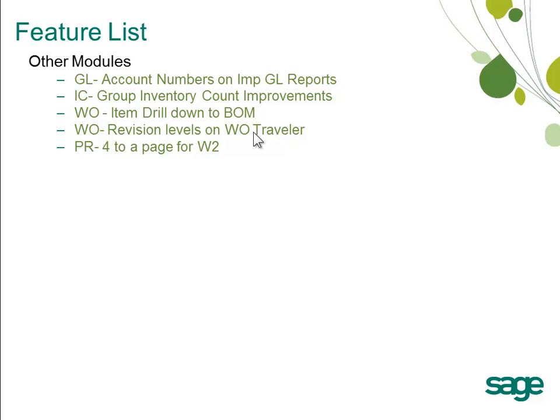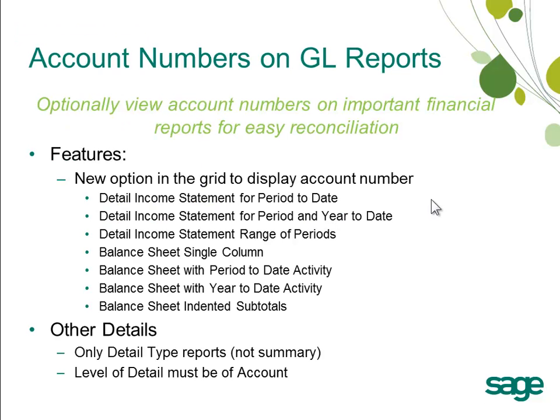The work order revision levels on the work order travelers report change, which we're not going to look at. The Payroll 4 to a page improvement for the W-2s to print 4 up on laser printers. And we'll cover maybe a couple other things. Year-to-date stats on the BSR, where they're set, how to look at them. And finally, the switch between add and edit dialogues.